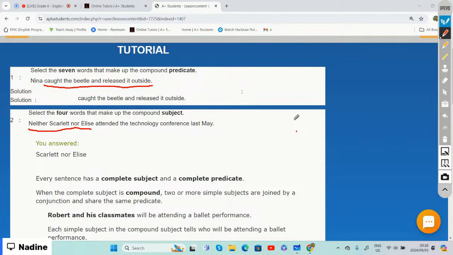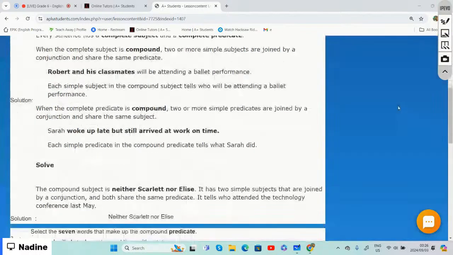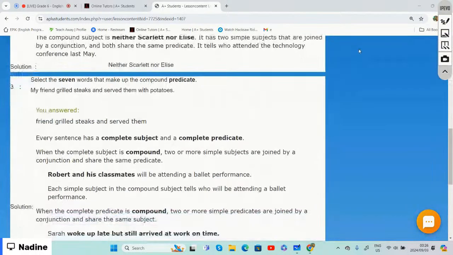All right. And then one last one, and then we're going on to our test. It says we need to select the 7 words that make up the compound predicate.